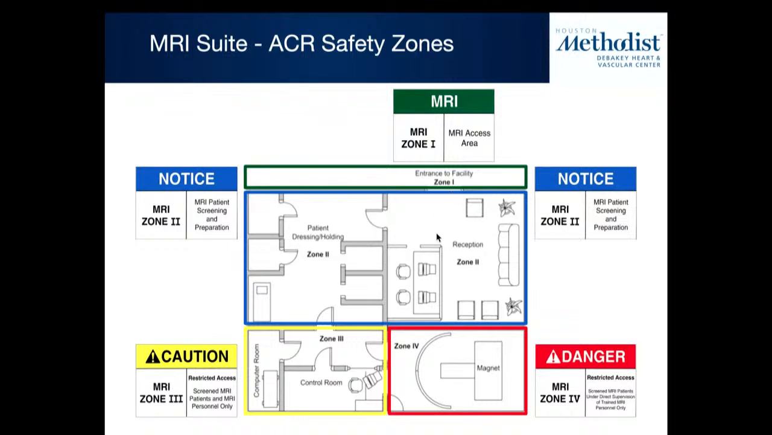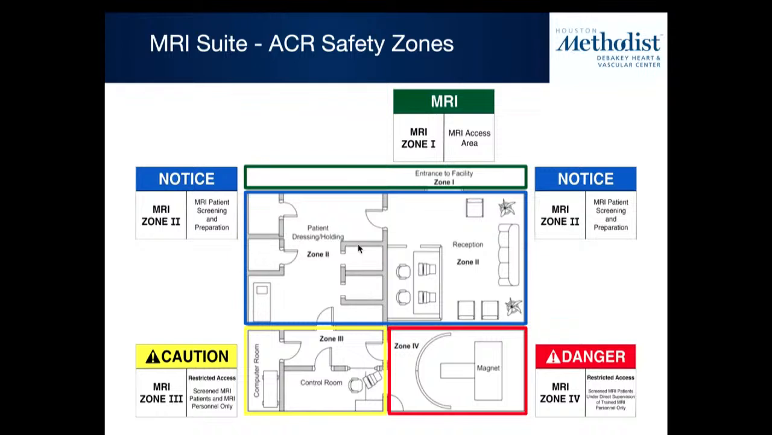Zone 2 now is a somewhat controlled area. So that can also be the reception, and that can be the patient dressing area. It's in zone 2 where we do the screening. So we go through a series of questionnaires to say, okay, do you have any metal? Do you have a pacemaker, defibrillator? Do you have any shrapnel? Do you have any bullets? It doesn't mean that all of these things are contraindications to doing an MRI, but it means you need to know about these things, and then we have strategies with which we can work around them. So again, the reception area or the patient holding area, that's classified as zone 2.